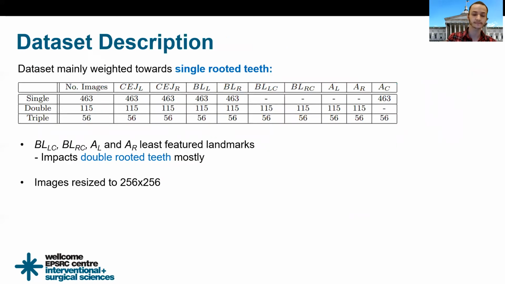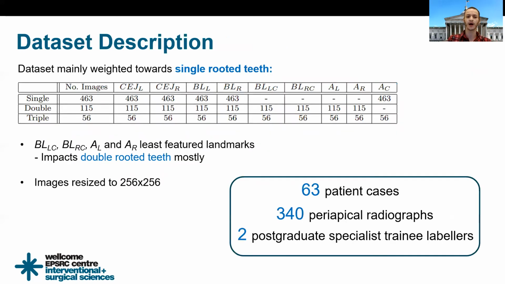Okay, so our data set description, as you can see, it's mainly weighted towards single rooted teeth, and decreases data set sizes respectively for double and triple root teeth. Our takeaway points for the data set are there are 63 patient cases with 340 periapical radiographs, and these are on all of our landmarks, and our periodontal bone loss percentages are labeled by 2 postgraduate specialist trainee labelers, which becomes important for our results.